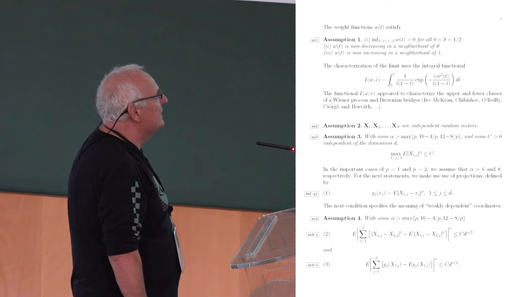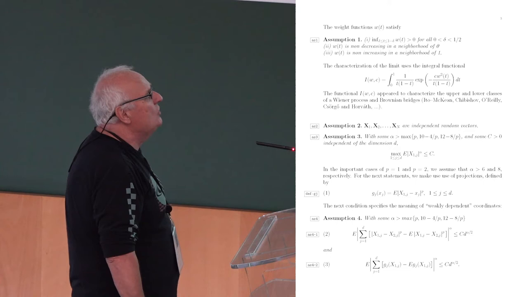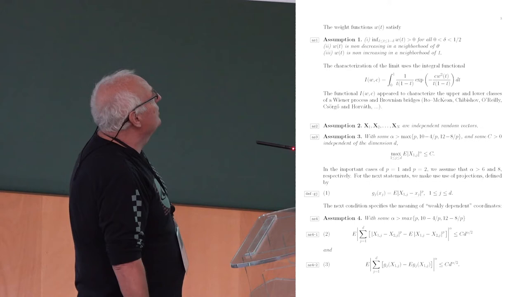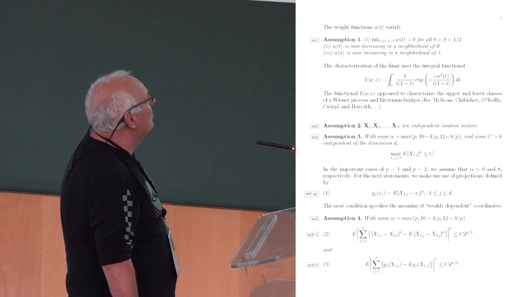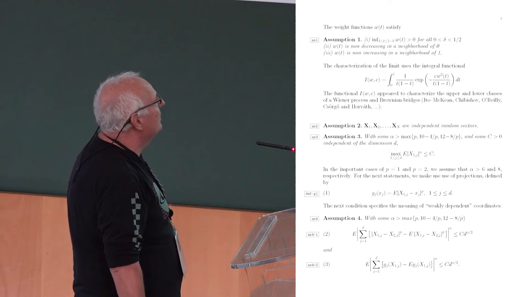The weight functions we use can be zero only at the end. This means that we are trying to detect changes as early as possible, so we are putting more weight to the observations at the beginning and at the end, hoping that even if we have few observations, we can still detect the change point. The next condition is that this is non-decreasing in the neighborhood of zero, and the same essentially near one. Again, these are just technical conditions, in the story of these upper-lower classes, and it turns out that these are interesting conditions.